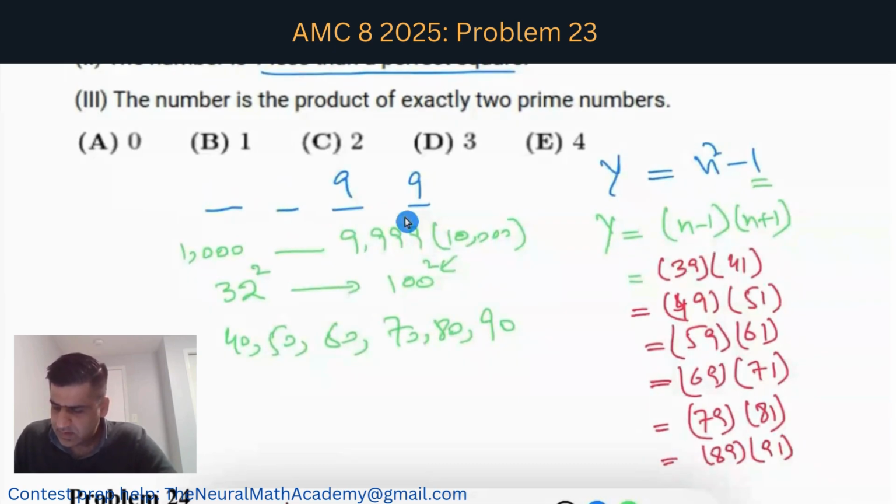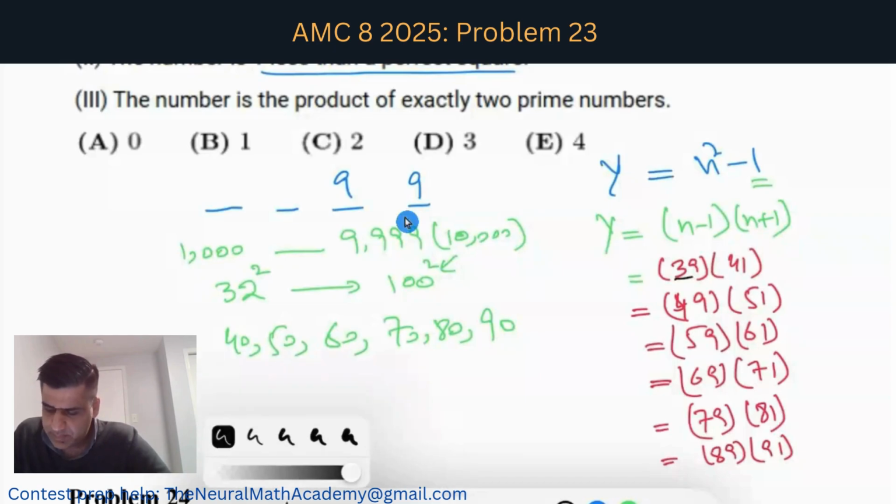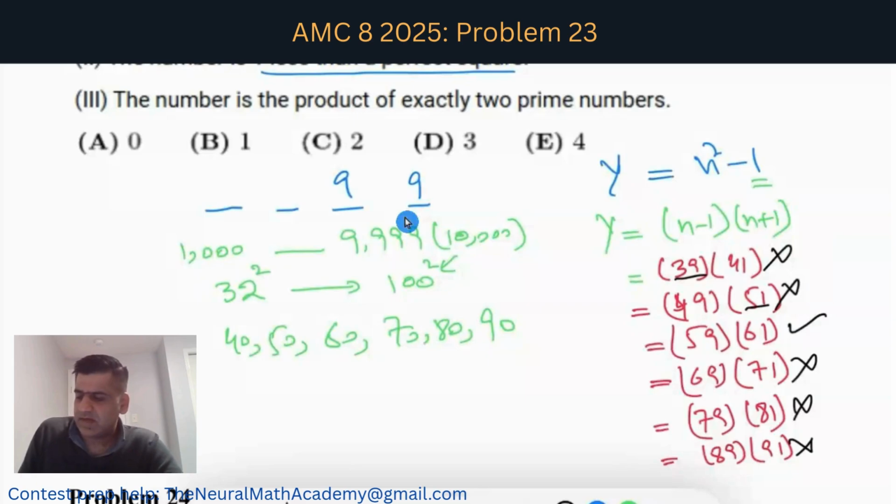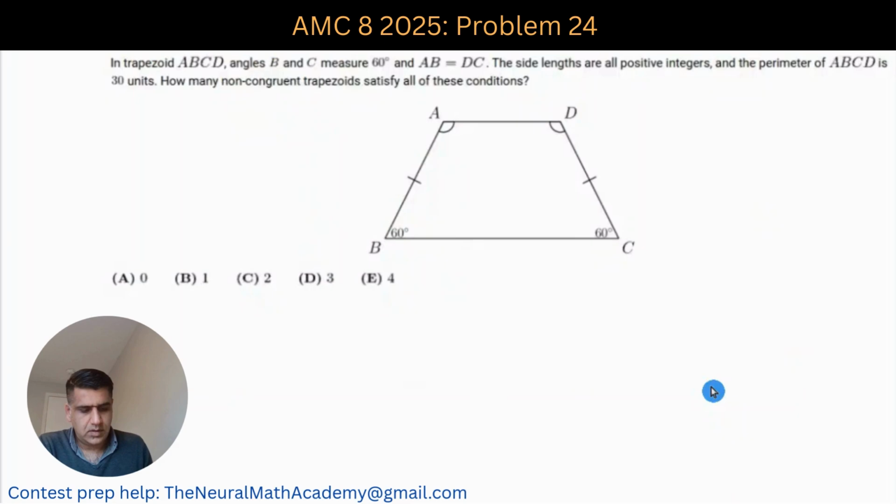And now I can see which of these combinations is a prime number. First one is not a prime because 39 is not a prime, 51 is not a prime, this is prime, this is not a prime, this is not a prime, and this one is also not a prime number. So the only answer then I have is this, and then the answer is B for this.